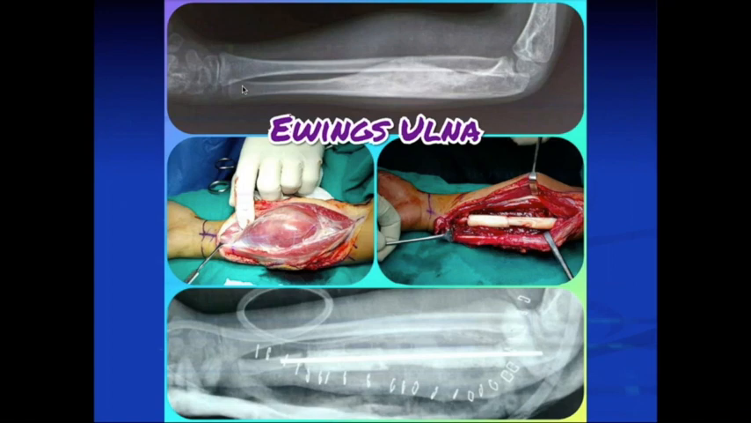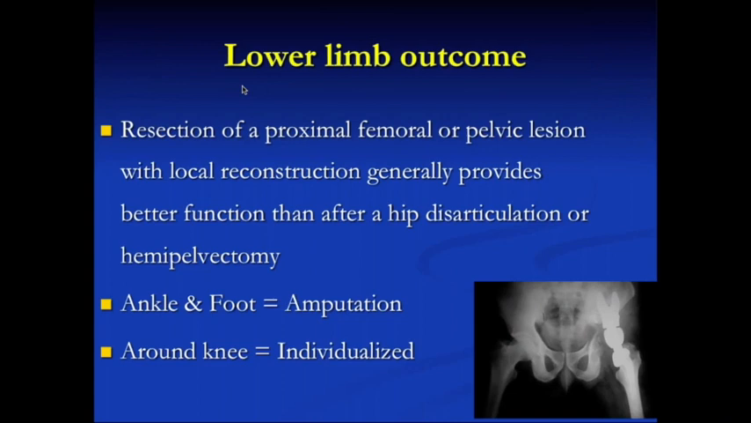So to summarize, the surgical treatment involves wide resection and reconstruction. So the margins have to be wide, which is mandatory. You need to reconstruct the bone gap, and then there needs to be a soft tissue reconstruction. These are the three main parts of the surgical care.